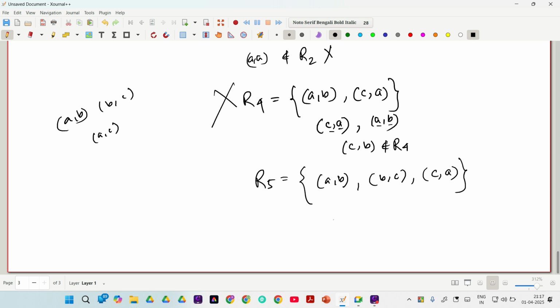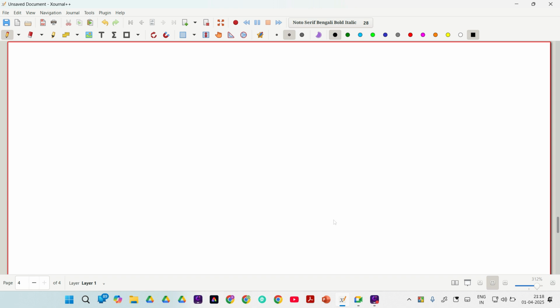Sir, it is not transitive, because here it is (C, A), not (A, C), in R5. And also there is one more thing. (B, C) and (C, A) belong to R5, but (B, A) does not belong to R5. So this is not a transitive relation. Okay, got it? Now I am introducing another element.